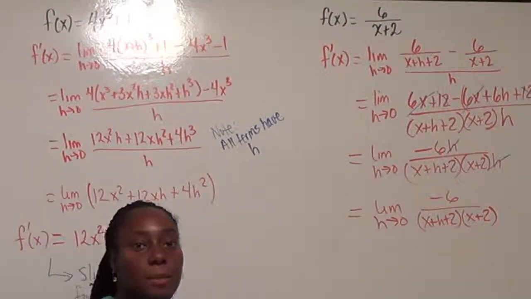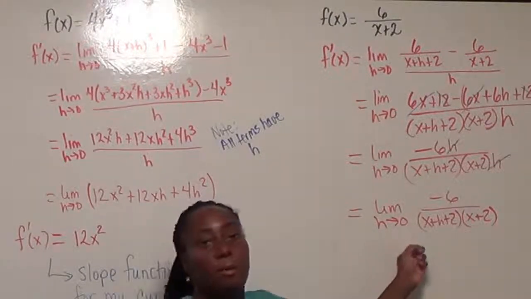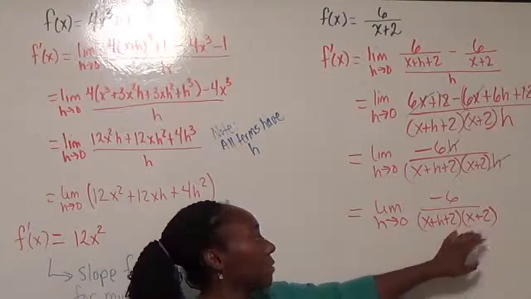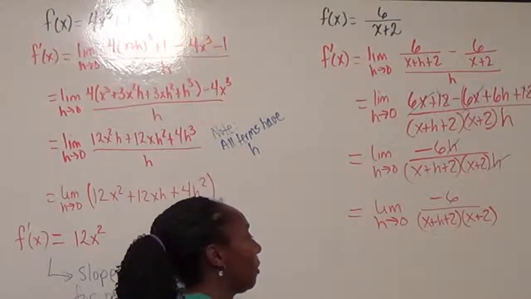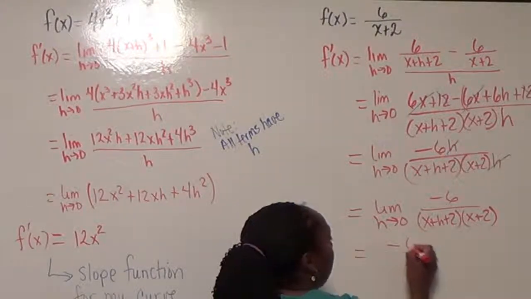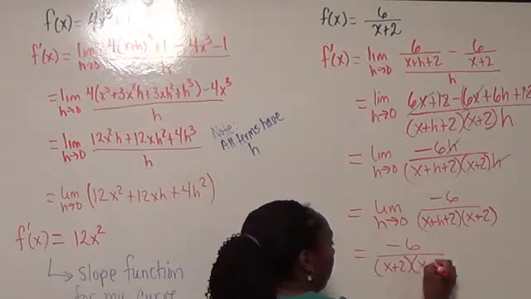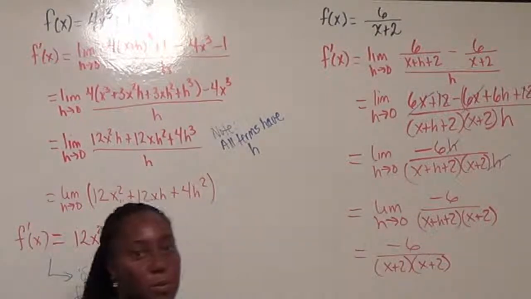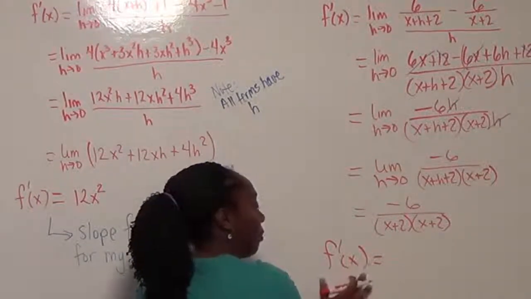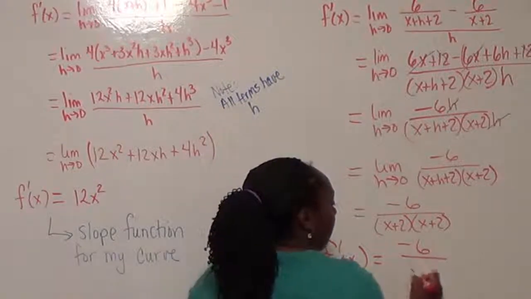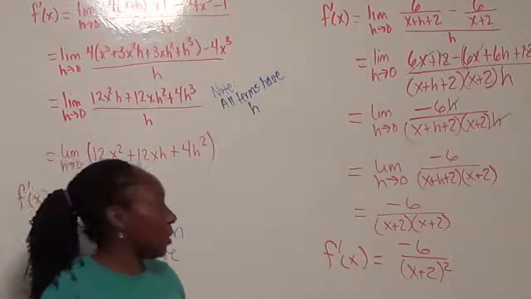Now all that's left to do is take our limit, and we can see here, now h going to 0 is not problematic. If h goes to 0, notice my function does not become undefined. That h in the term there will go to 0, but that just leaves me with a negative 6 over x plus 2 times x plus 2, or our f prime of x, so our function's derivative, is going to be negative 6 over x plus 2 squared.